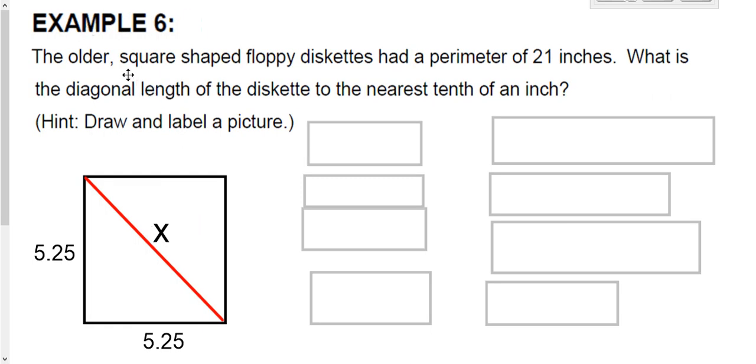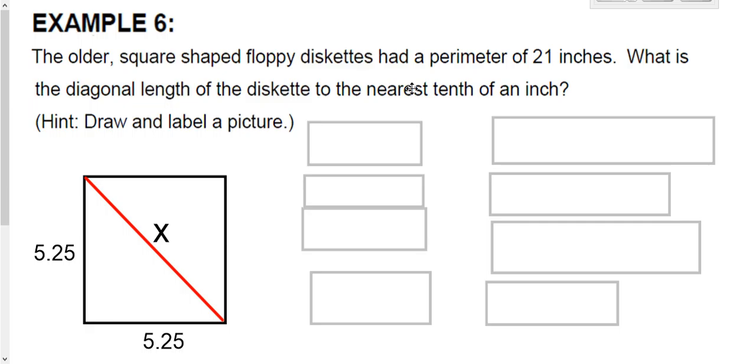Example 6. The older square-shaped floppy disk had a perimeter of 21 inches. What is the diagonal length of the diskette to the nearest tenth of an inch? So this has a few more steps to it. So I drew our old floppy disk, square-shaped. All these sides are the same. And, you know, I've got these measurements on here.